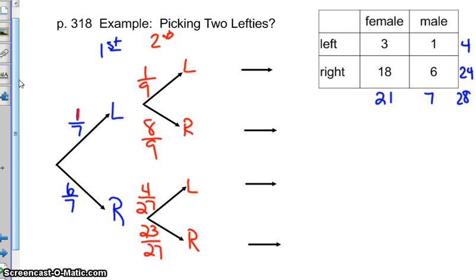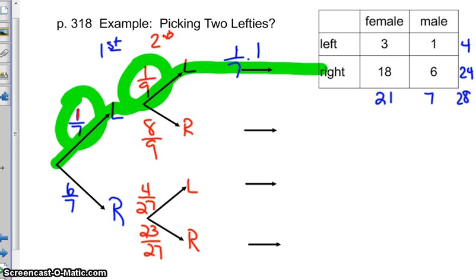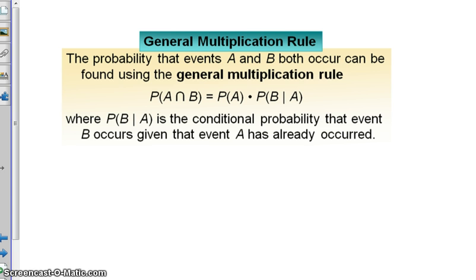So if I want to find that probability of getting 2 left-handers, what I'm going to do is follow that trail. And I'm going to look at the probabilities along the way. 1/7 times 1/9. My probability is 1/63. So that can be helpful.